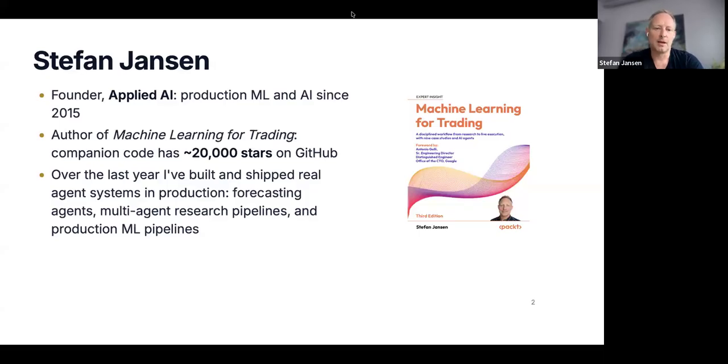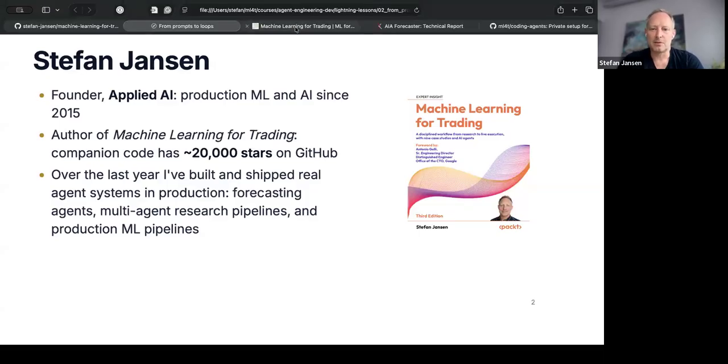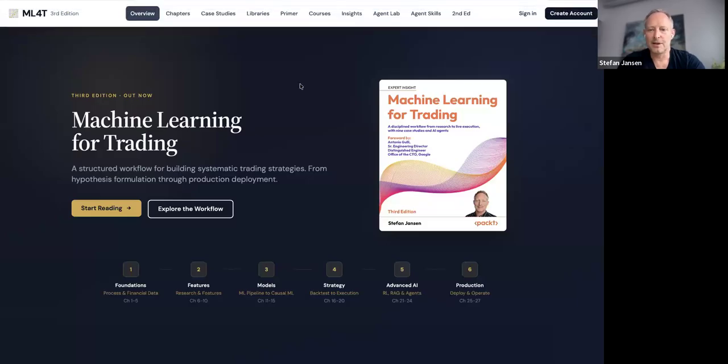The book has just gone live a few days ago. This is the third edition of the book Machine Learning for Trading, 800 plus pages with a lot of additional material around them, including an agent lab, which we'll discuss in a second.